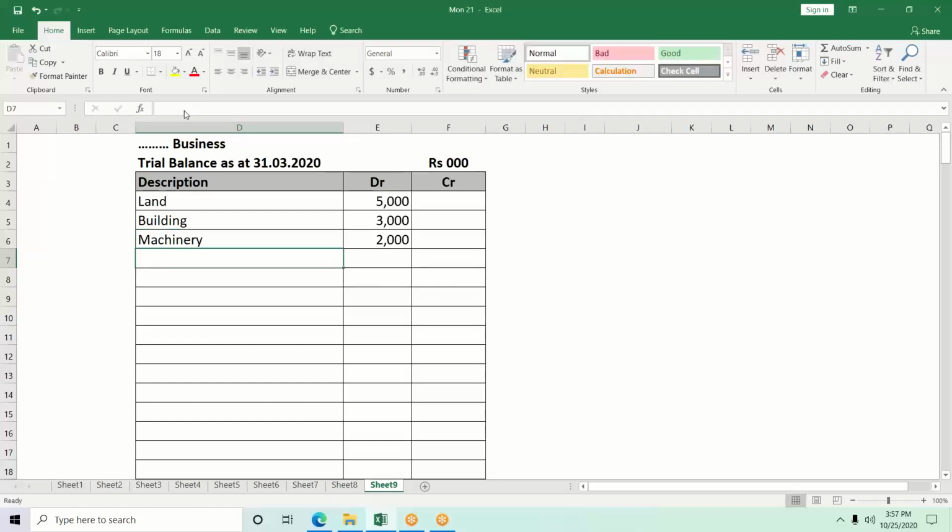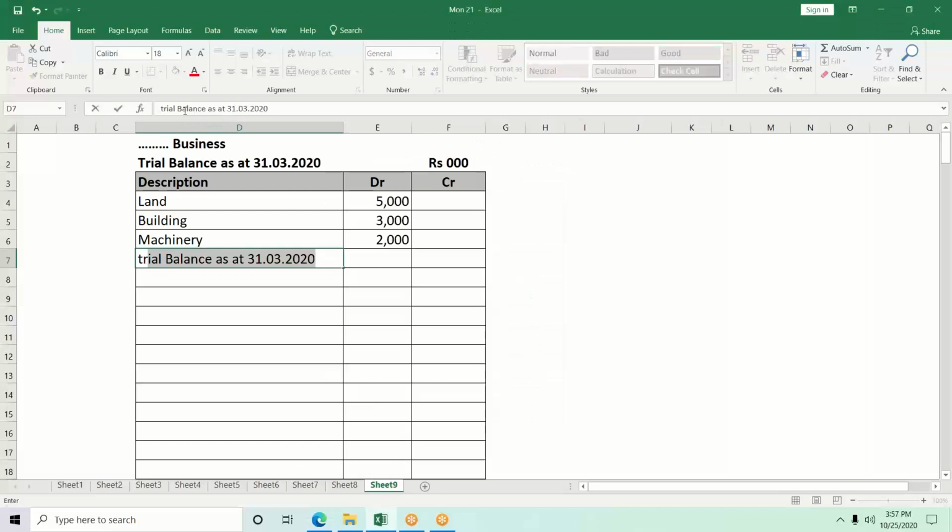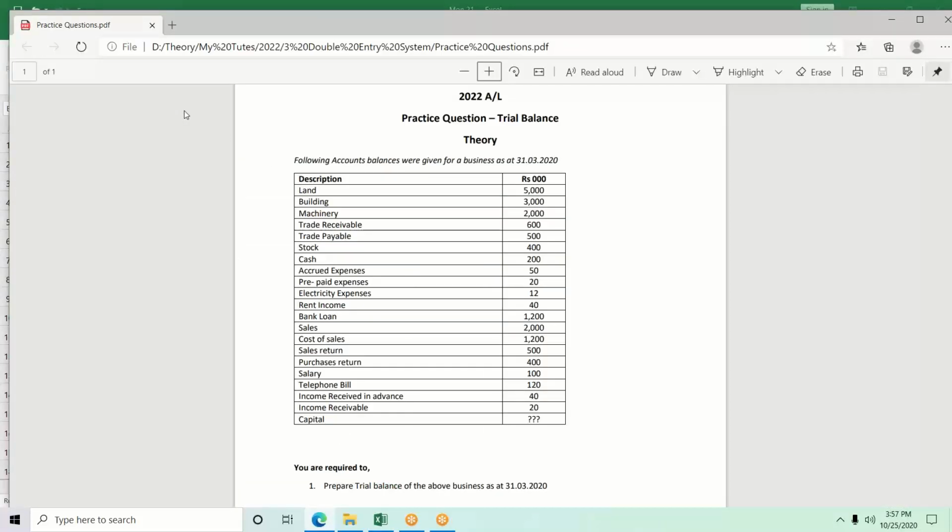And next, trade receivable rupees 600,000. Trade receivables, debtors. All the receivables are assets, so you record the trade receivable also on the debit side of the trial balance.